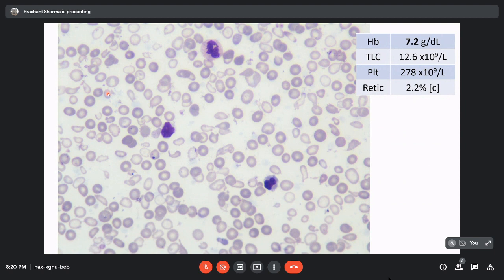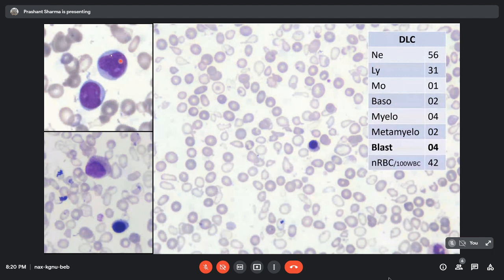So probably if he's not iron deficient, then we're going to be looking at a case of thalassemia intermedia, but he's 60 years old, so there has to be another cause for this. In addition, he had these circulating blasts. His blood film had 4% circulating blasts. So now it looks like we're looking at a hematological malignancy. There was also a left shift in the form of myelocytes, and then there were NRBCs.